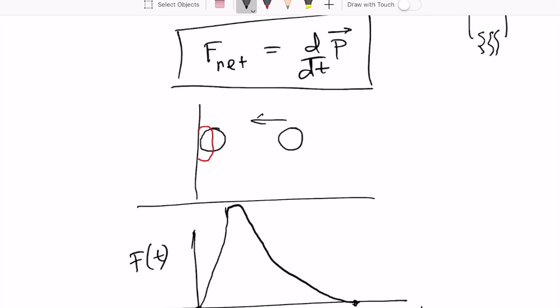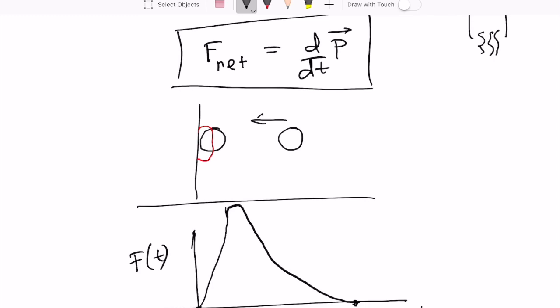So the ball only remains in contact. We are talking about a tennis ball bouncing off of a wall. So the ball only remains in contact with the wall for maybe a few milliseconds or something like that. So it's a very, very small time interval over which the force acts.